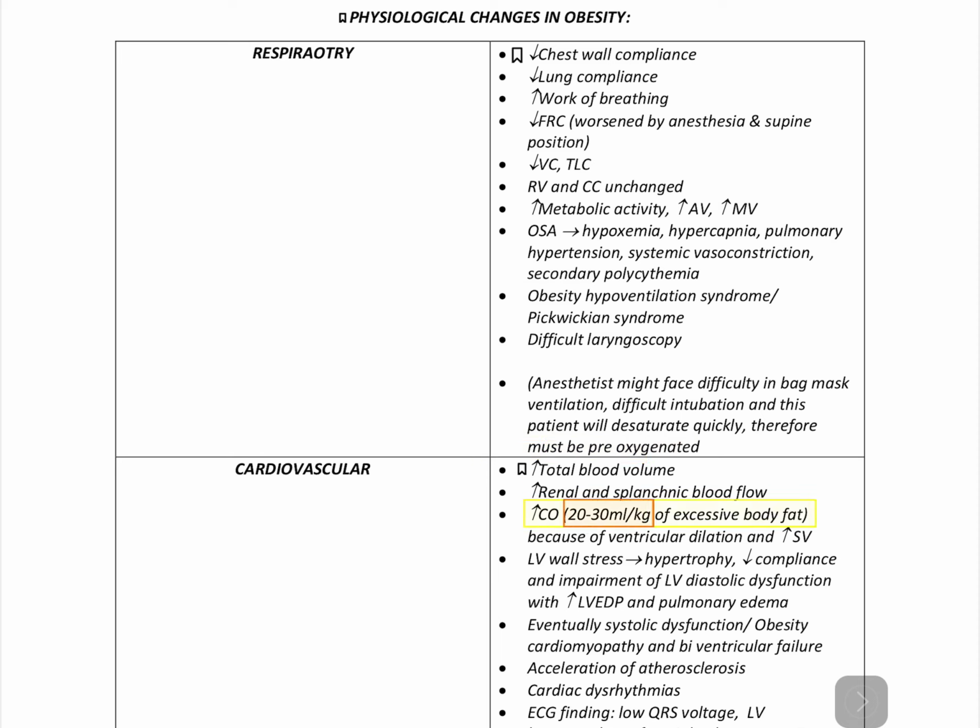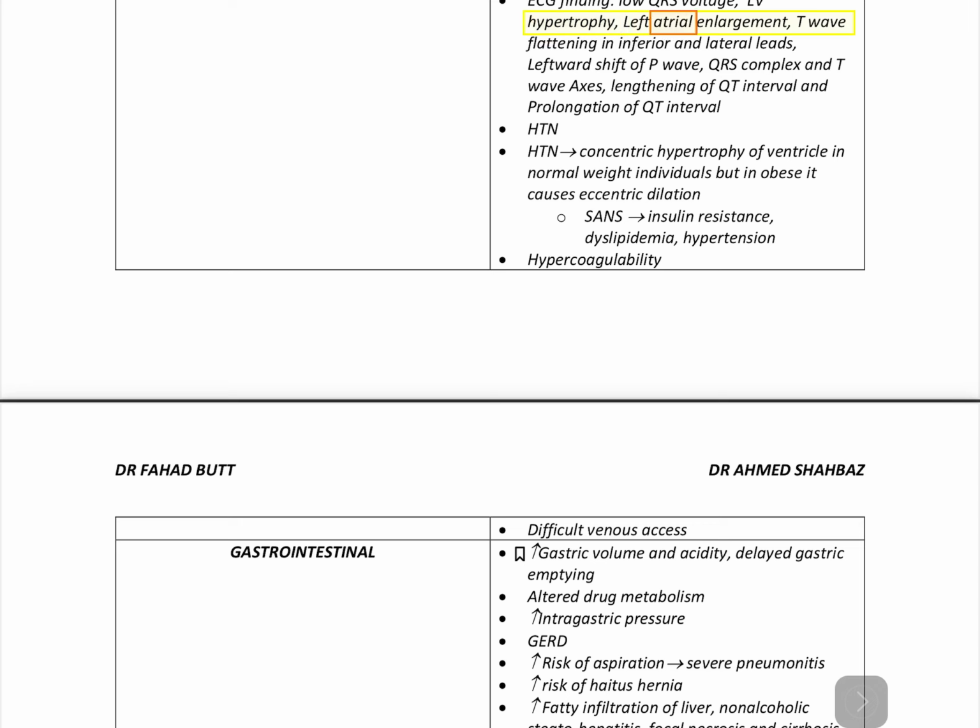Cardiovascular: total blood volume, renal and splanchnic blood flow, and CO increase by 20 to 30 ml/kg of excessive body fat. Because of ventricular dilation and increased SV, there is wall stress and hypertrophy. Decreased compliance and impairment of LV diastolic dysfunction with raised LVEDP and pulmonary edema, eventually systolic dysfunction, obesity cardiomyopathy and biventricular failure, acceleration of atherosclerosis, cardiac dysrhythmias. ECG findings: low QRS voltage, LV hypertrophy, left atrial enlargement, T-wave flattening in inferior and lateral leads, leftward shift of P-wave, QRS complex and T-wave axes.